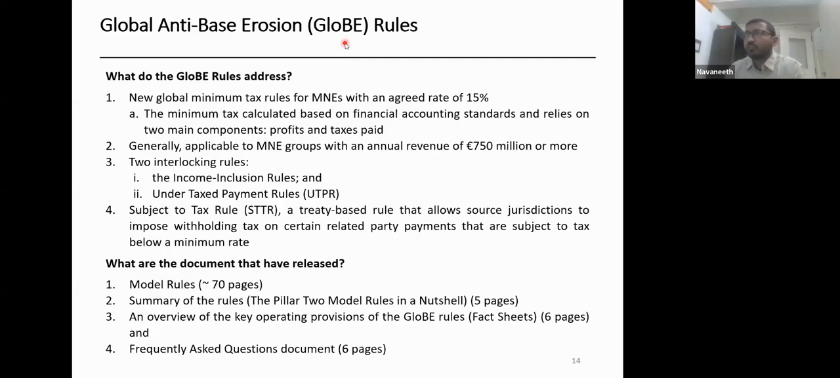Whom or where would this apply? This would apply broadly to cases where CBC applies. The threshold is similar with certain adjustments.